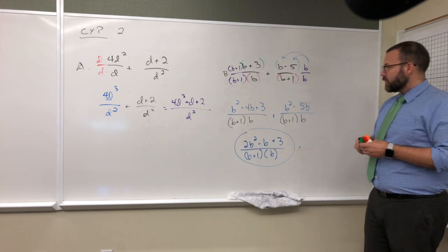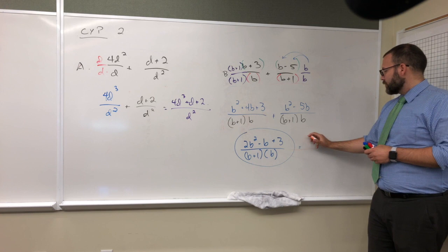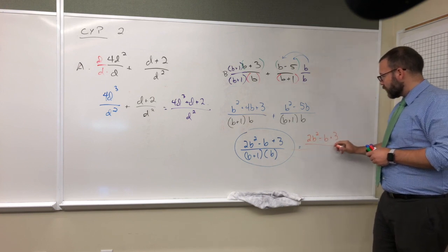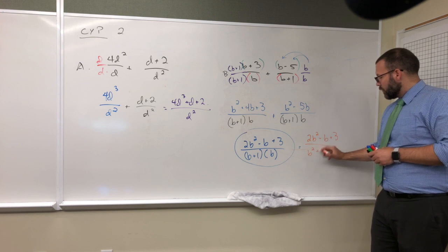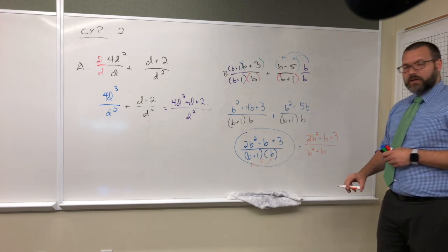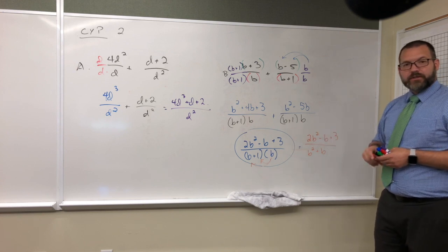Again, if you wanted to multiply out that denominator, you could. So we could also call this 2b squared minus b plus 3 over my distributed denominator, b squared plus b, but there's no reason I have to do that. Either one of these two answers is acceptable.